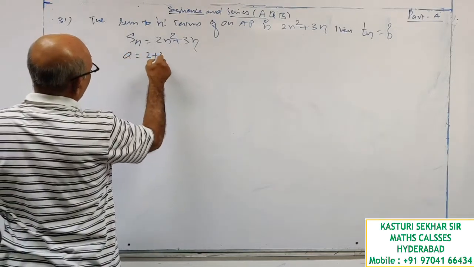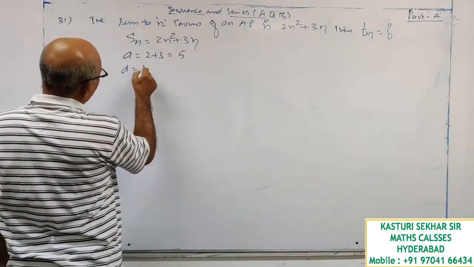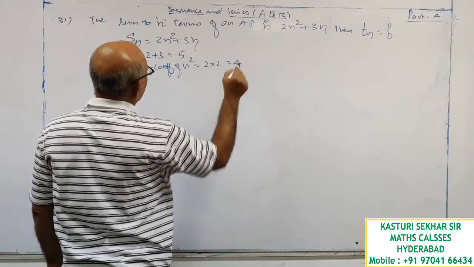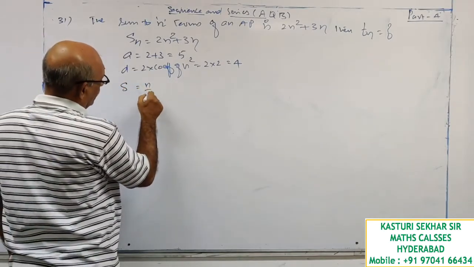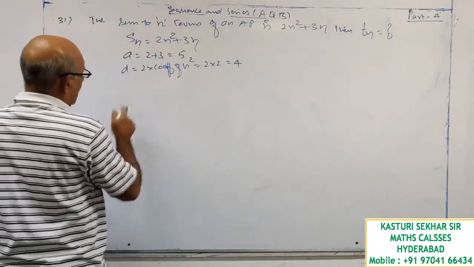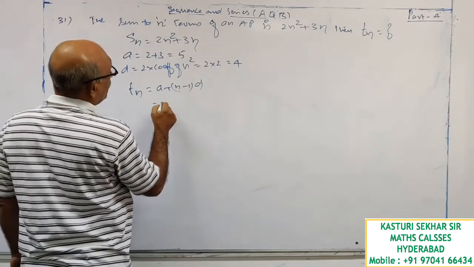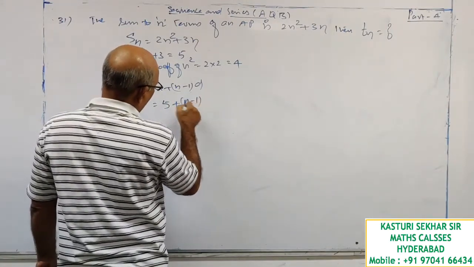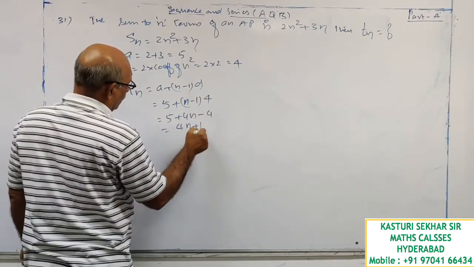First term of the sequence is 2 plus 3, 5. Common difference is 2 into coefficient of n square, 2 into 2, this is 4. First term is obtained, common difference is obtained. General term is required. Tn is equal to a plus n minus 1 into d. A is equal to 5, n minus 1 into common difference 4. 5 plus 4n minus 4. So this is 4n plus 1.